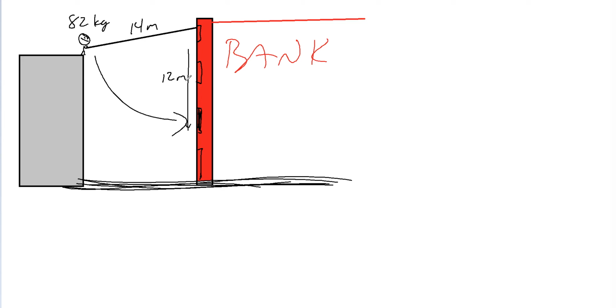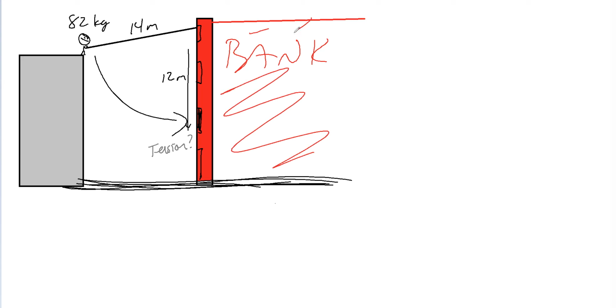What we're going to look for is the tension in the rope at the very bottom. Of course tension is a force, but to find the forces I need the speed. So let's look at the speeds a little bit. I'm going to shade my bank a little bit. There we go, it's a little better.